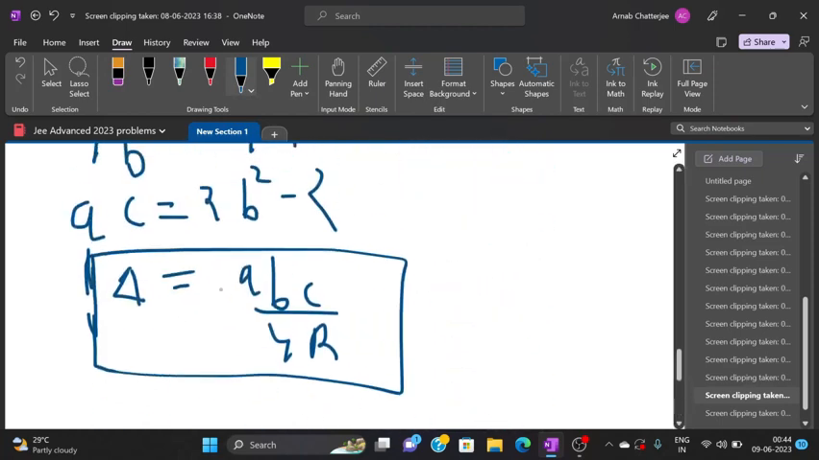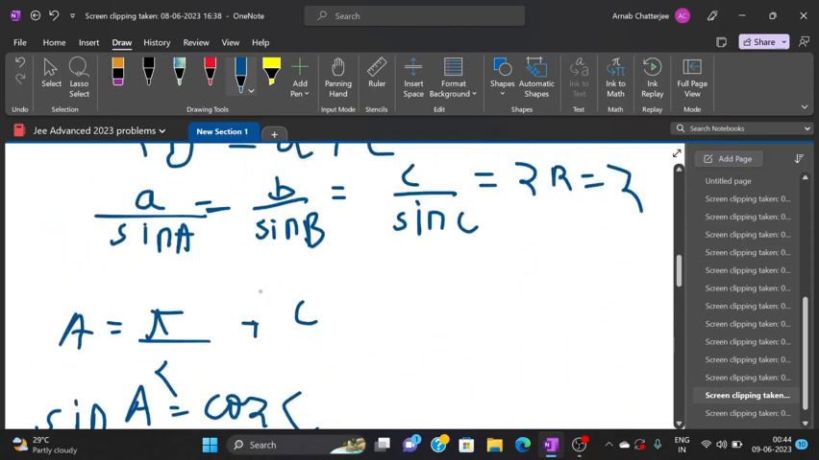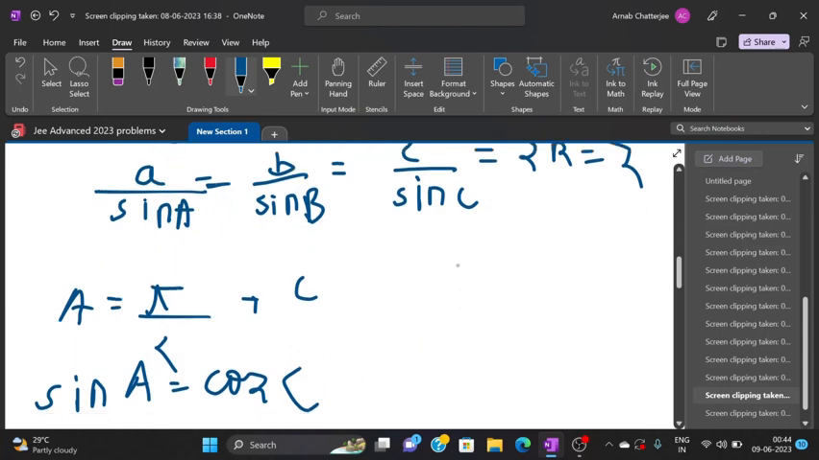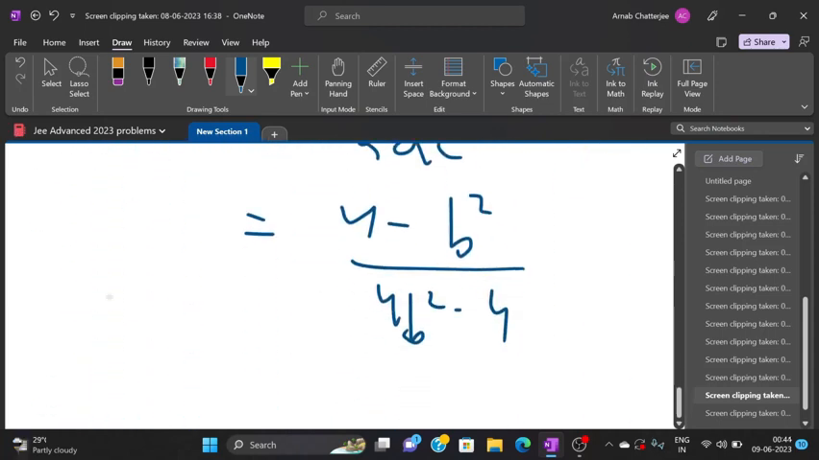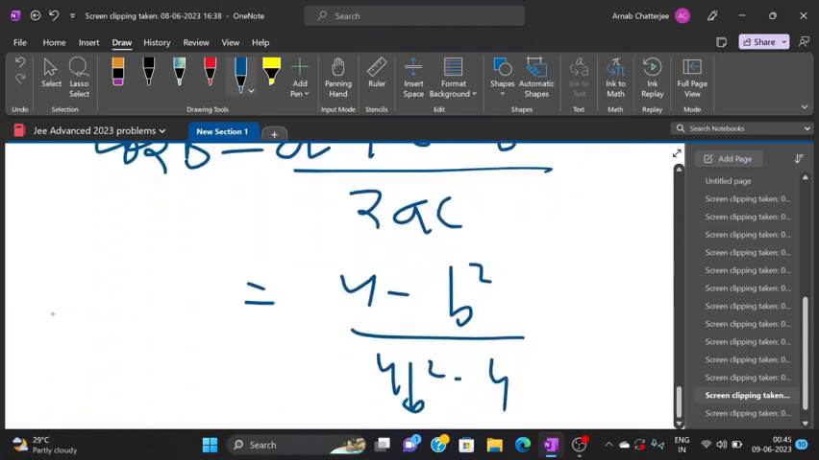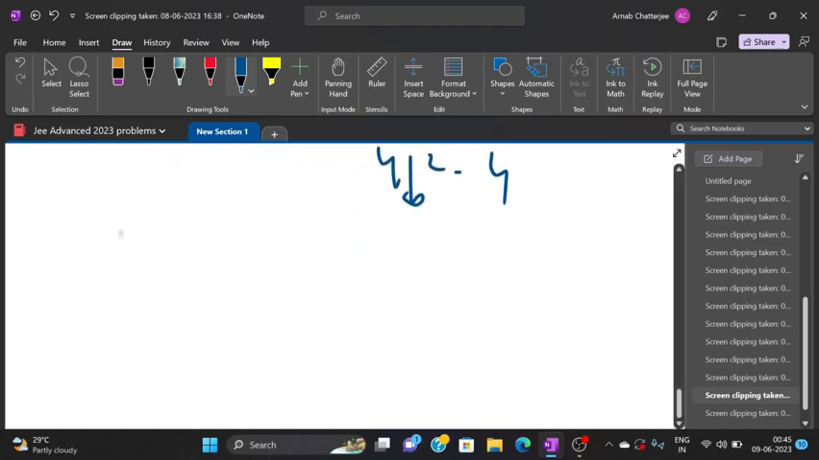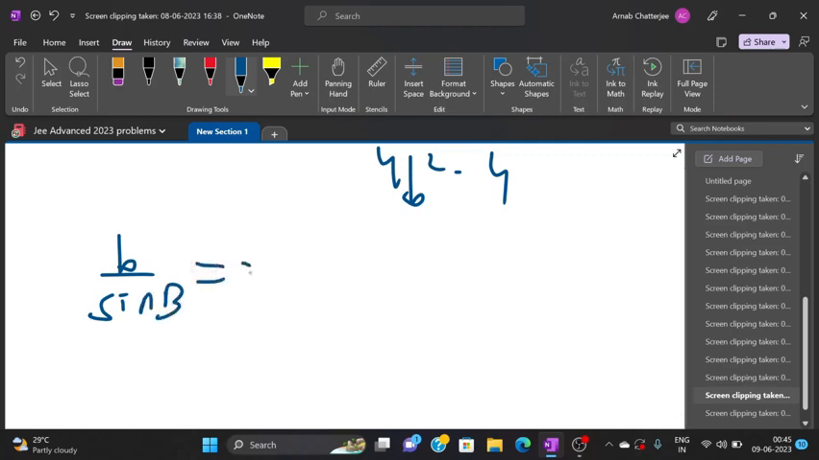And this cos B, how to obtain cos B? We have sin B is equal to B by 2. Okay. This can be written as under root 1 minus sine square B. And we have B by sine B equal to 2. So this implies sine B equal to B by 2.